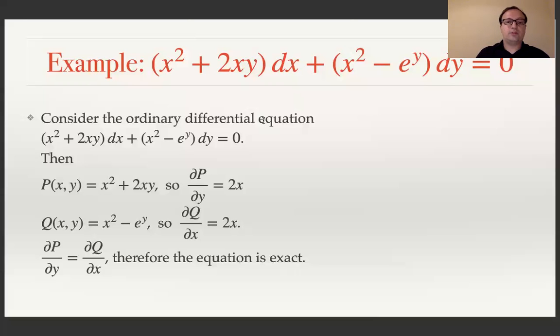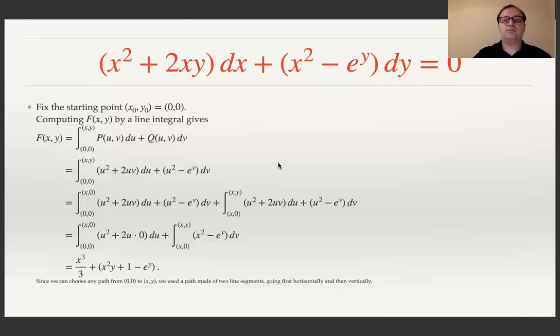So let's return to our previous example, which is (x squared plus 2xy) dx plus (x squared minus e to the y) dy equals 0. And let's recheck that it is exact. So again, P is x squared plus 2xy, so its partial derivative with respect to y is 2x. Q is x squared minus e to the y. Its partial derivative with respect to x is again 2x, and they're equal. Therefore, the equation is exact.